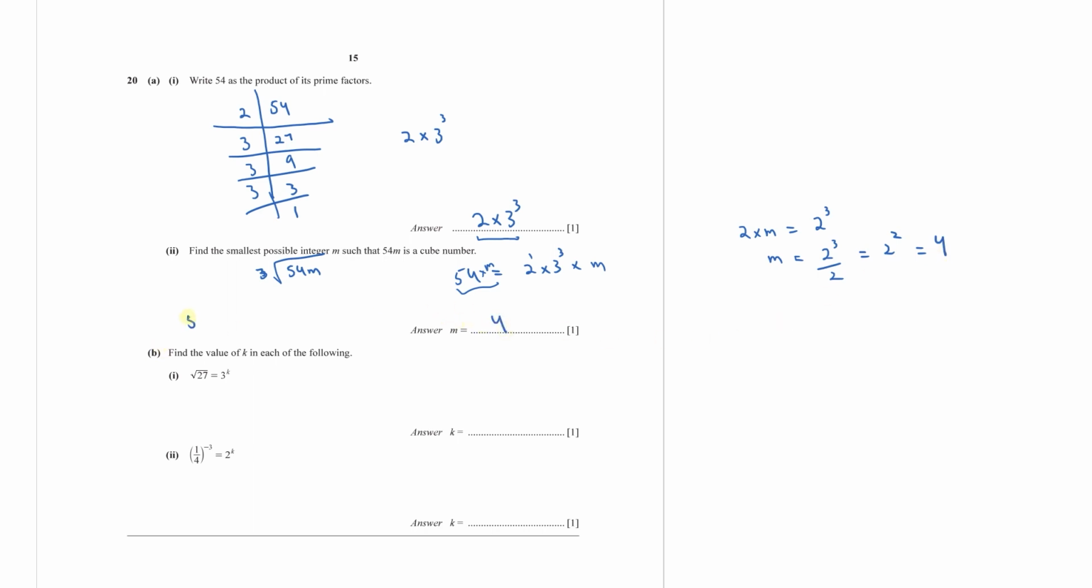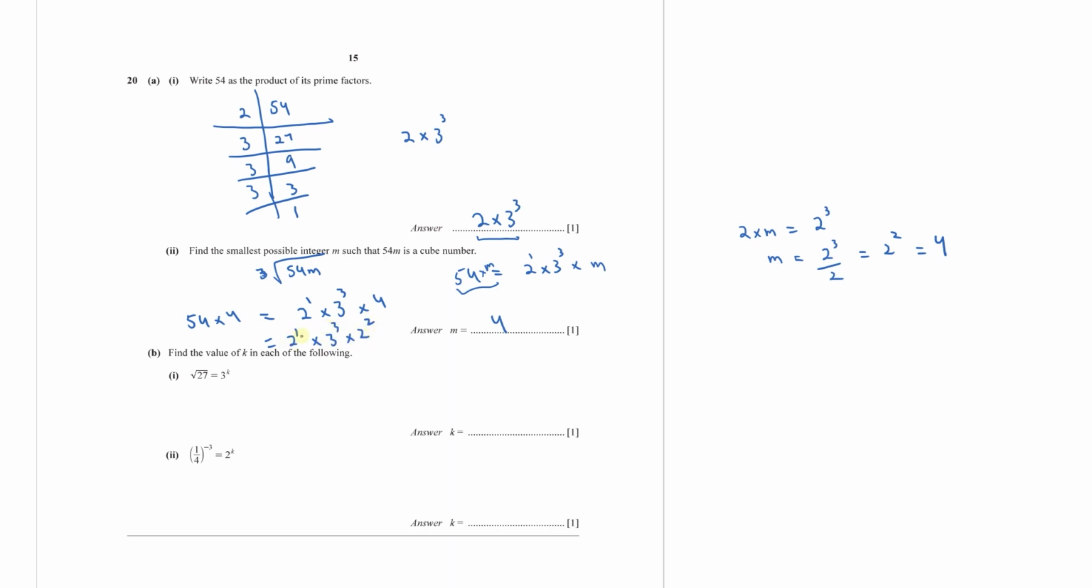So if I multiply 54 by 4, that means I will be multiplying 2 power 1 into 3 power 3 by 4. And since 4 is 2 squared essentially, I can write this as 2 power 1, 3 cube, and 2 power 2.